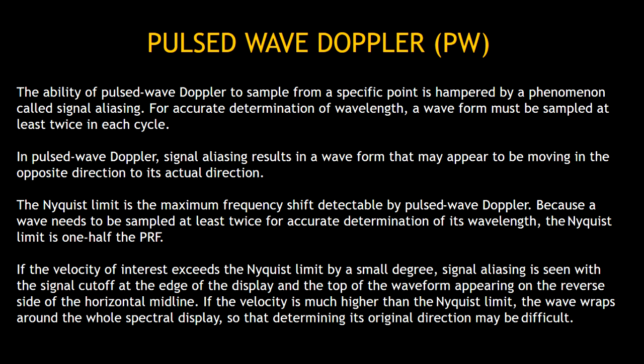Because a wave needs to be sampled at least twice for accurate determination of its wavelength, the Nyquist limit is 1/2 of the pulse repetition frequency. If the velocity of interest exceeds the Nyquist limit by a small degree, signal aliasing is seen. If the velocity is much higher than the Nyquist limit, the wave wraps around the whole spectral display, making it very difficult to determine the original direction.